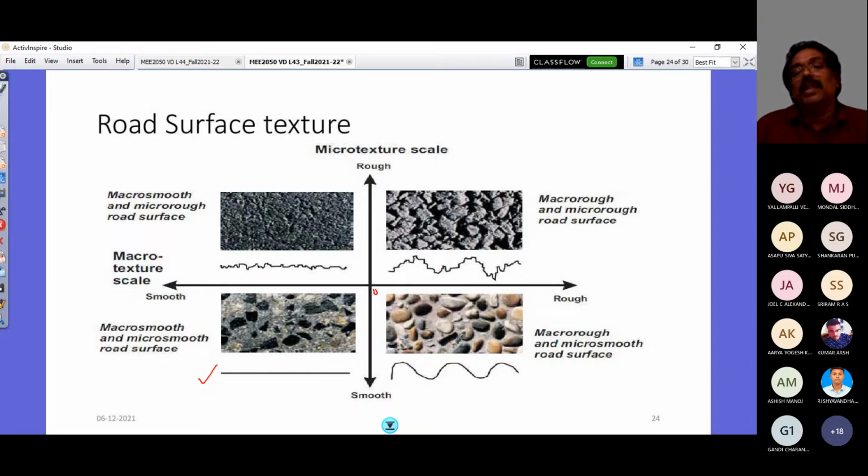Now, how are the other 2 quadrants defined? If I have my road surface appearing here, it is macro smooth, because on this side, and micro rough road surface.